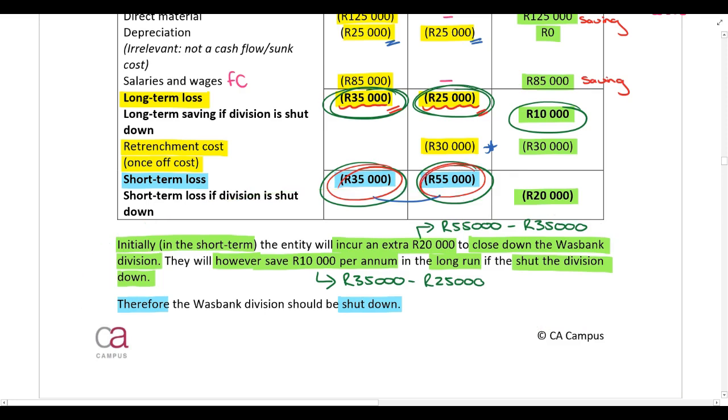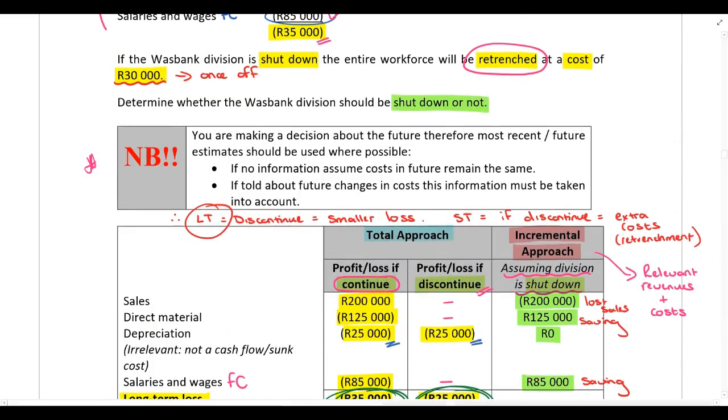Then I left out one thing over here that I just want to go back to. Please note, when we are making decisions over here, we are making decisions about the future. We are trying to decide what is going to be best for the company in the future. Should this division continue or should it be shut down? What is going to be the best thing for them in the future? Which means, guys, where possible, we should take all future information or the most recent information into account.